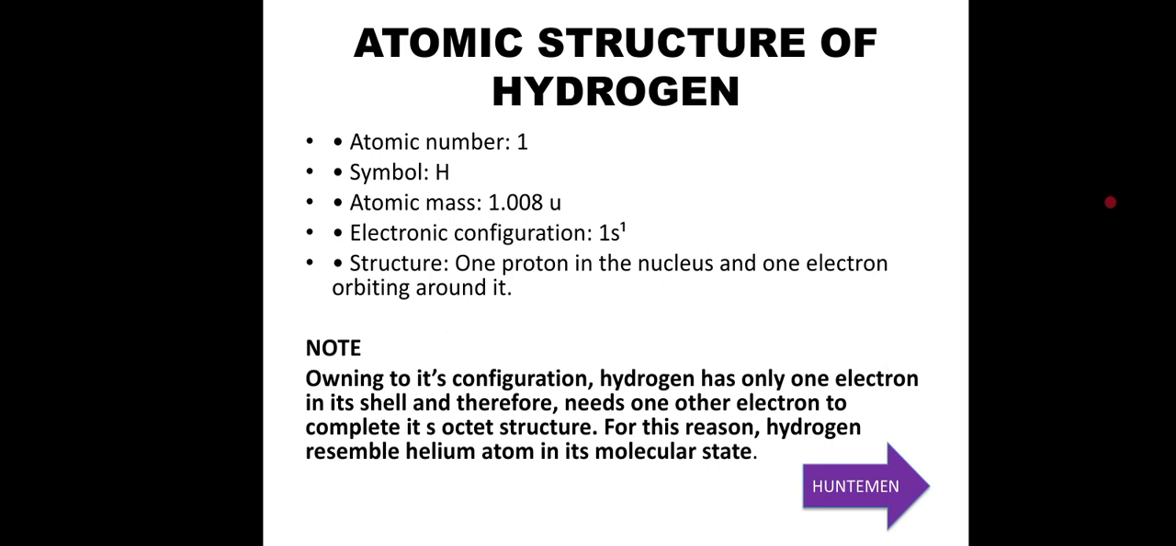Note, owing to the structure, the way an atom of hydrogen looks, there is only one electron in its shell, and therefore there is need for one other electron in that structure to make it complete according to the formula 2n², to make the duplet or octet structure complete. For this reason, hydrogen resembles the helium atom in its molecular state.